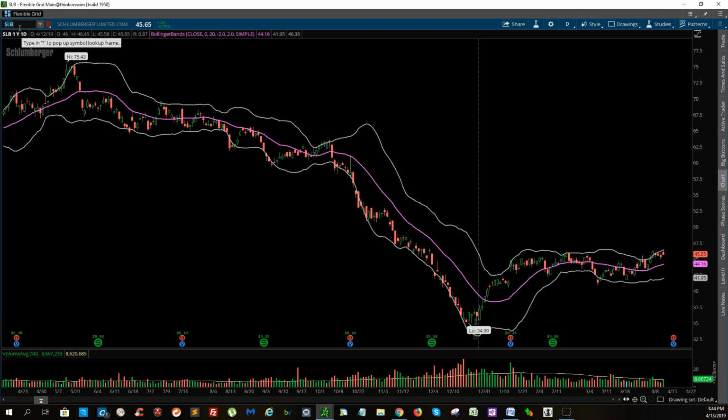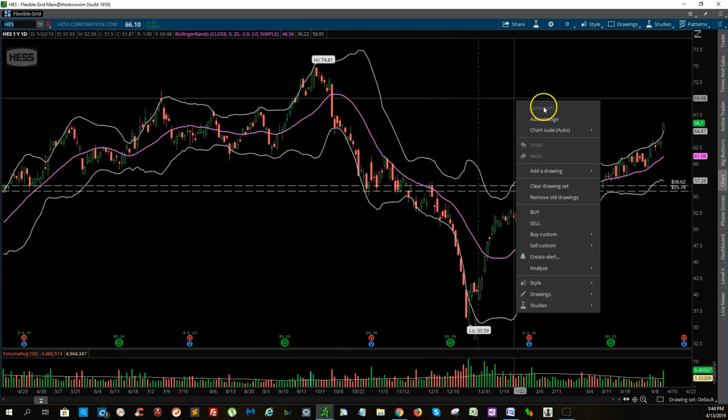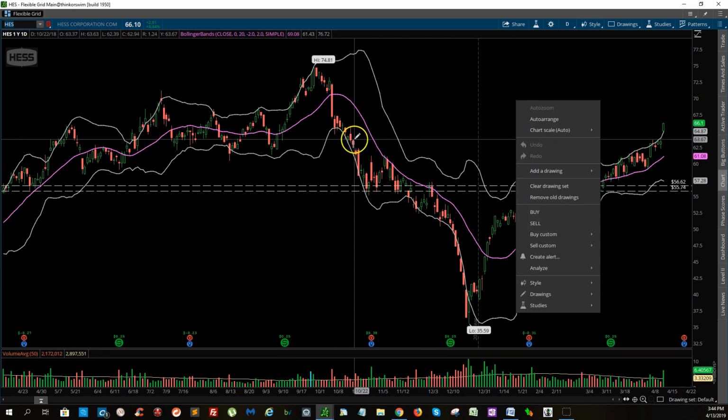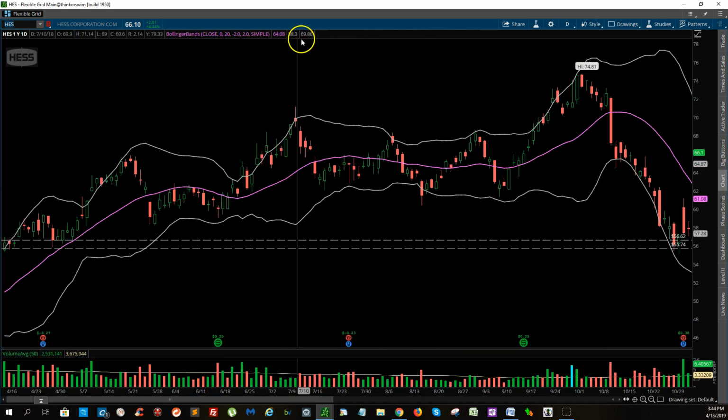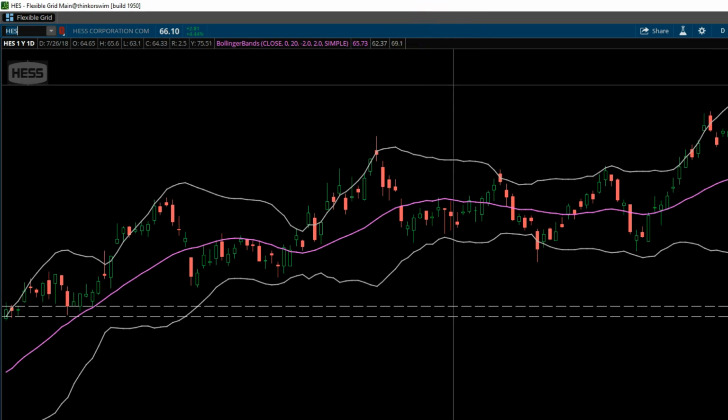And so let's go ahead and take a look at, how about HES? Okay, so this is a great example of Bollinger Band reversal trading right in here. And basically what does that mean? That means we are trading the extreme. So let's look at the extremes here. Well, here's an extreme. Here's an extreme.